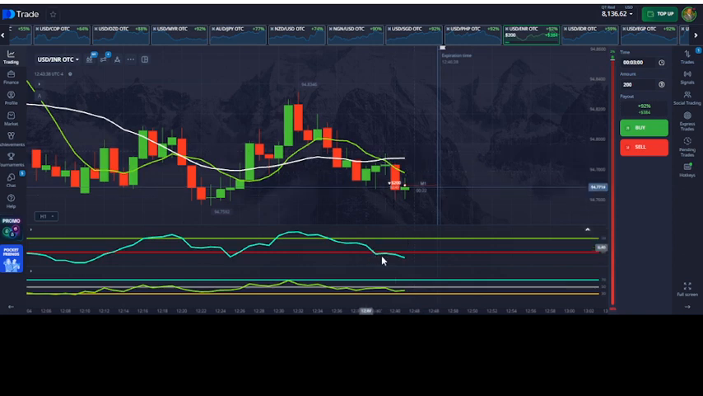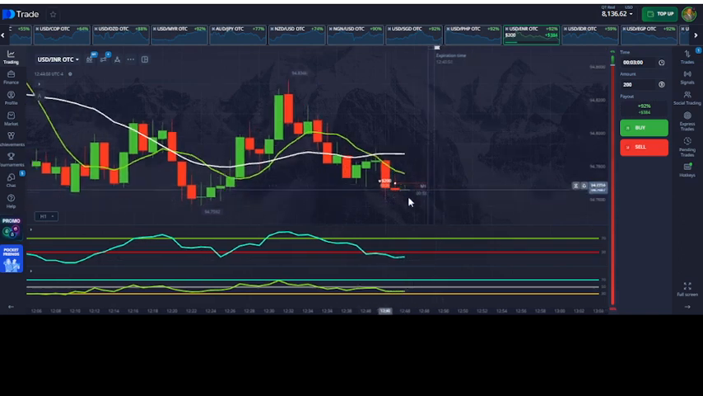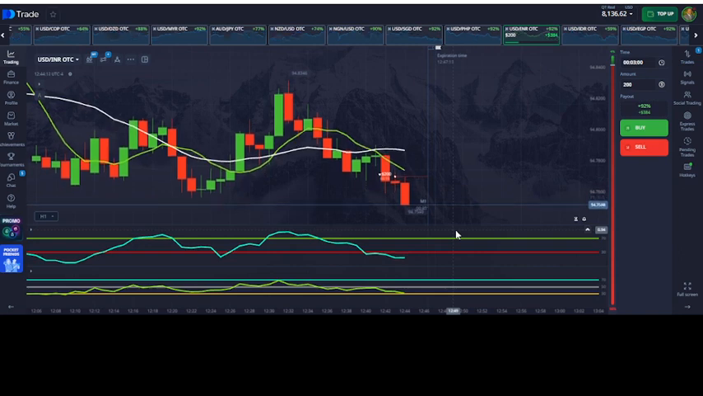Secondly, the DeMarker signal line has crossed below the red 30 line here in a downward direction. And then thirdly, we have the RSI signal line crossing below the 50 level here. So all three of these confluences suggest a bearish push, a bearish trend in the next 3 minutes. So let's monitor this trade and wait for the trade to expire at the end of the 3 minutes.